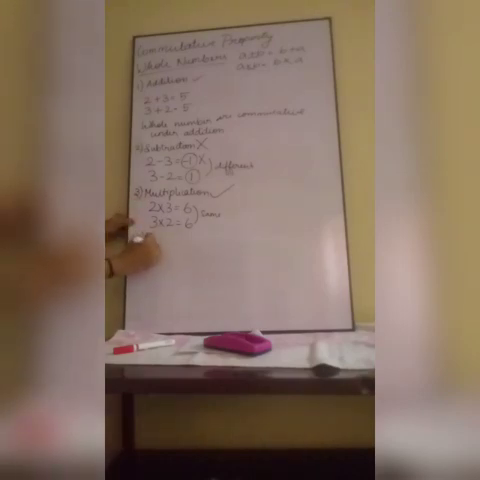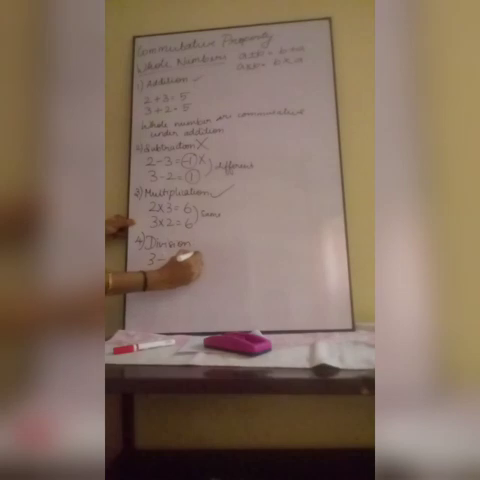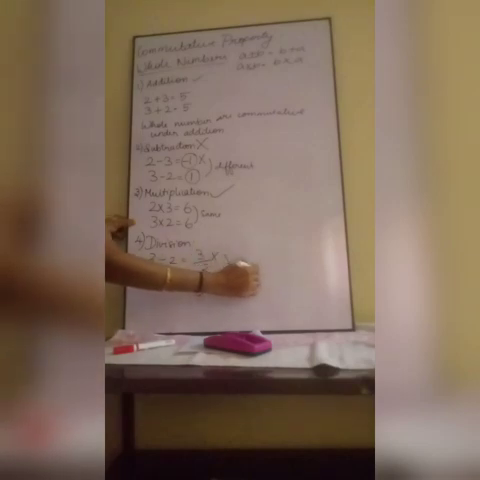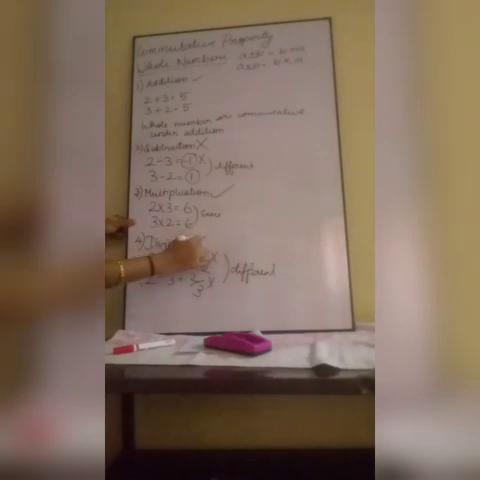Next, division. We are going to do 3 divided by 2. You will get 3 by 2, which is not a whole number. Next, 2 divided by 3, which is 2 by 3. 3 by 2 and 2 by 3 are different, and they are not whole numbers.